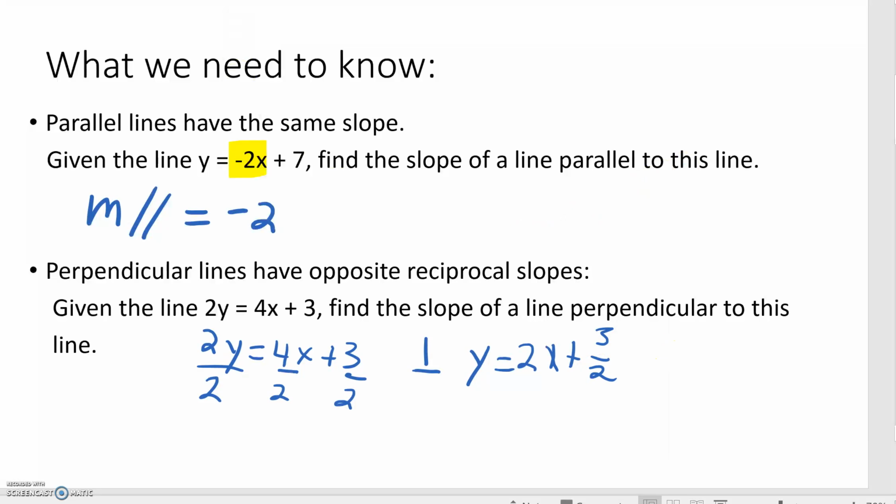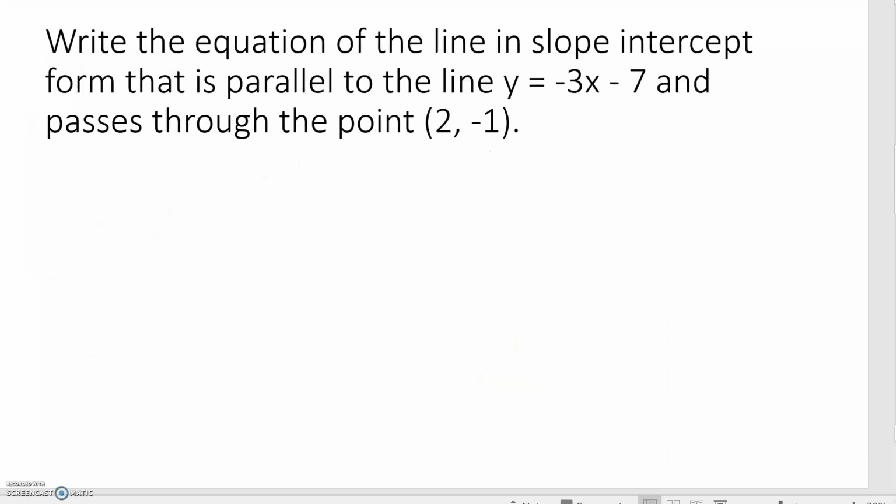So the slope of our given line is 2. To find the perpendicular slope, we need to find the opposite reciprocal. So the slope we want is the reciprocal, which is 1/2. This is positive, so ours is negative. Opposite and the reciprocal. Let's see what this looks like in writing an equation.